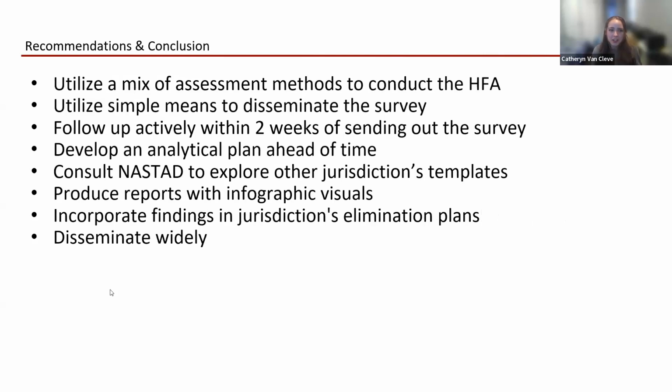So finally, here are our recommendations and conclusions.